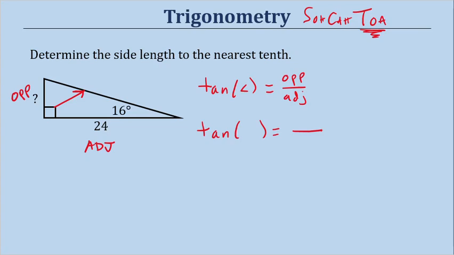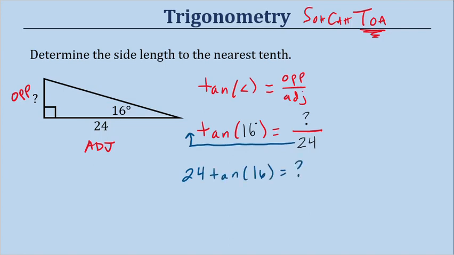Once I have my formula, I'm going to plug in the things I know. My angle is 16. My opposite is unknown, so I'm just going to put a question mark. You can also leave it as op if you want, or you can give it a variable, but I'll just leave it as a question mark. And my adjacent is 24. From here, you always take whatever's on the bottom and move it to the left. So I'll have 24 tangent 16 equals my unknown side. And since both numbers are on the left, I'm ready to use my calculator.